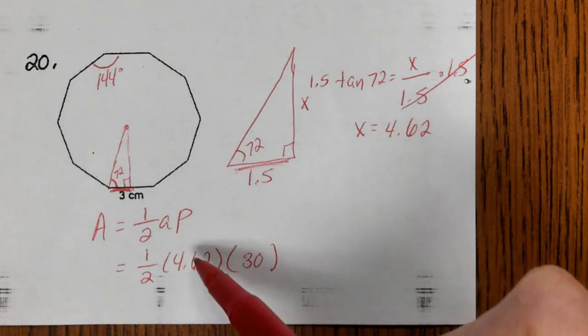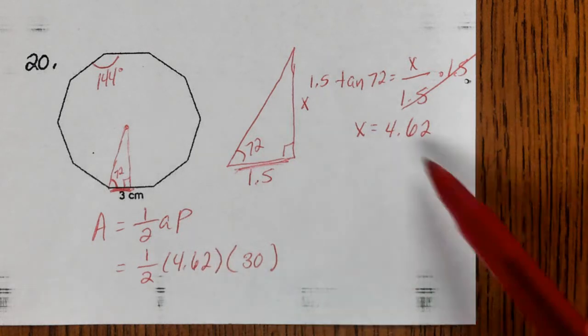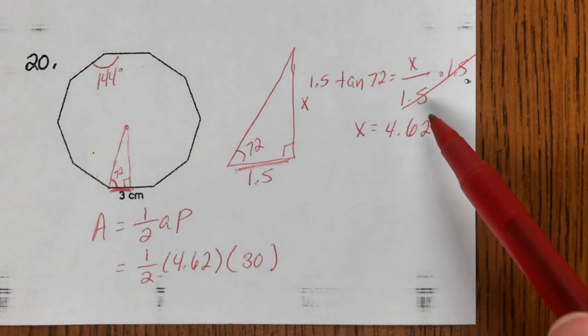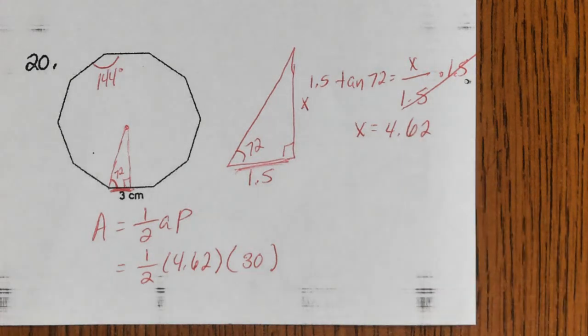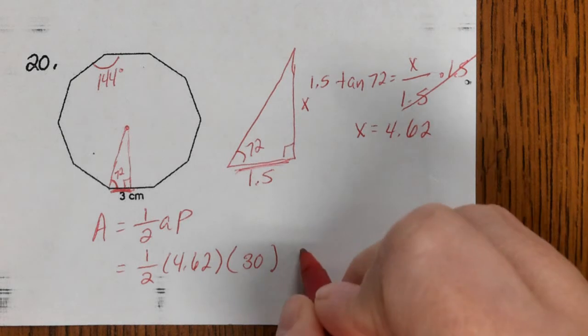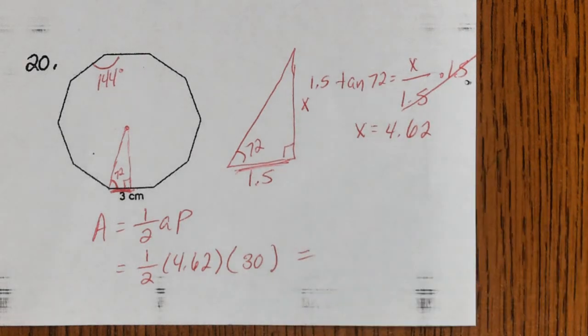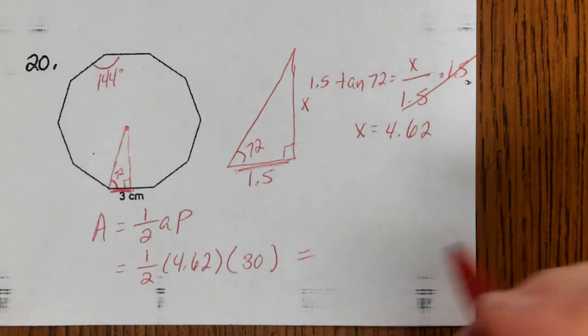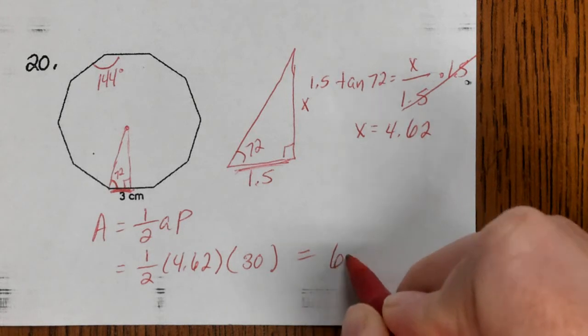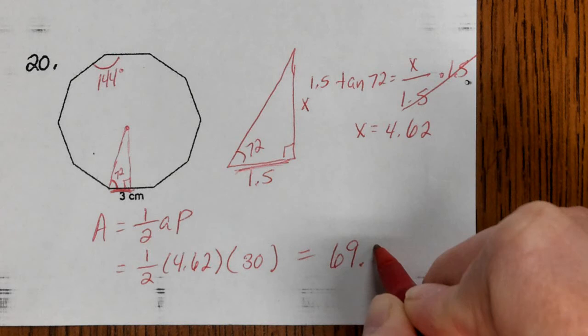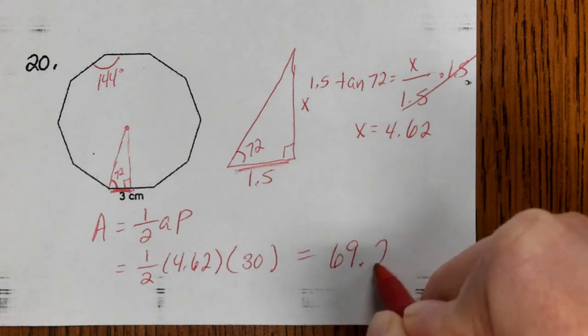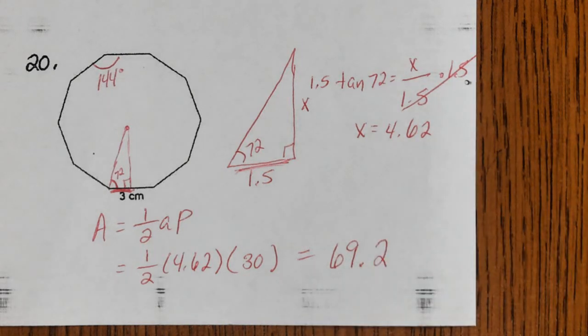Don't clear that. Remember, I was saying that yesterday. Do not clear the trig answer, because you want to not round until the last step. So multiply what's in your calculator, not 4.62, but the whole decimal that was in there, times 30, and then half it, and tell me what you get. 69, and it just said nearest tenth, so 0.2. Somebody verified that that's what you got too.